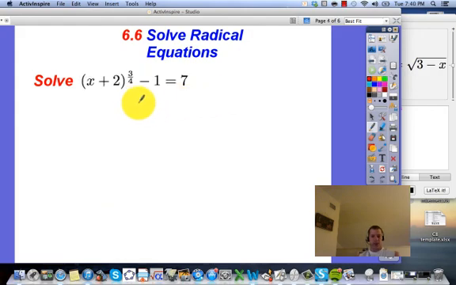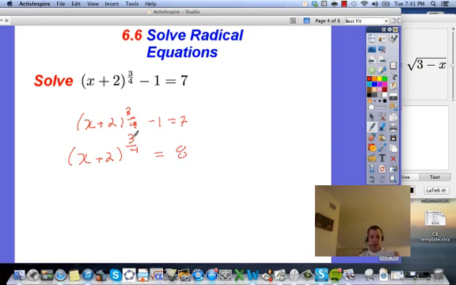The third example is when we're going to continue working with the rational exponent, but notice how there's a number being subtracted here. Nothing's being multiplied. So I'm going to rewrite our equation just so I can manipulate it. So we have x plus 2 to the 3/4 power minus 1 equals 7. So before I do anything, I have to add 1 to both sides. So now we're going to have x plus 2 to the 3/4 power equals 8.